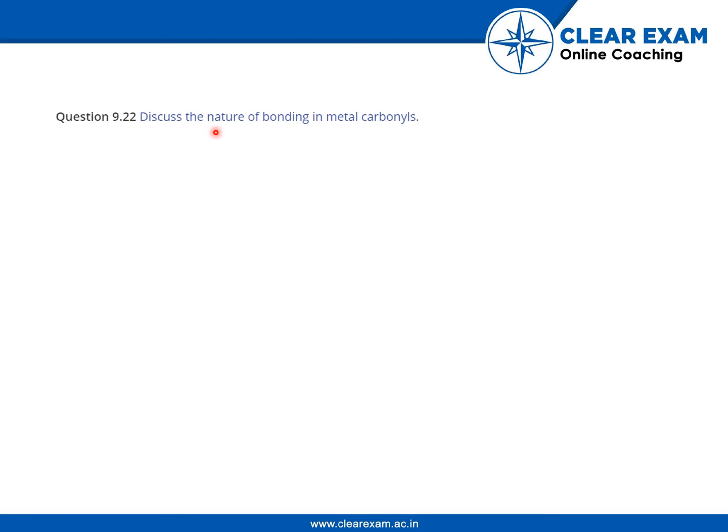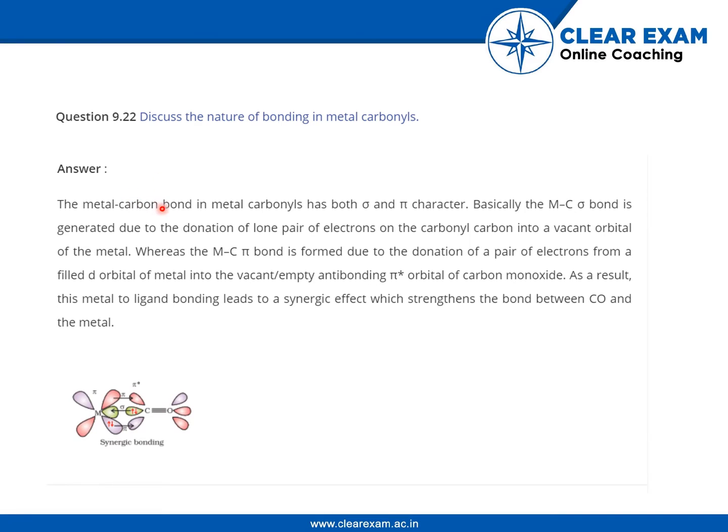The question is to discuss the nature of bonding in metal carbonyls. The answer is the metal carbon bond in metal carbonyls has both sigma and pi character. Basically, the M denotes the metal and C denotes the carbon.